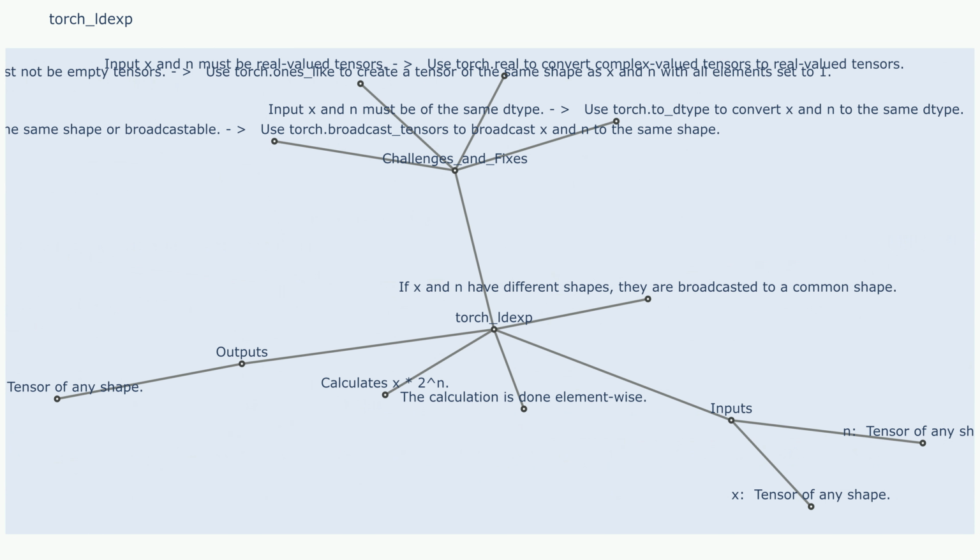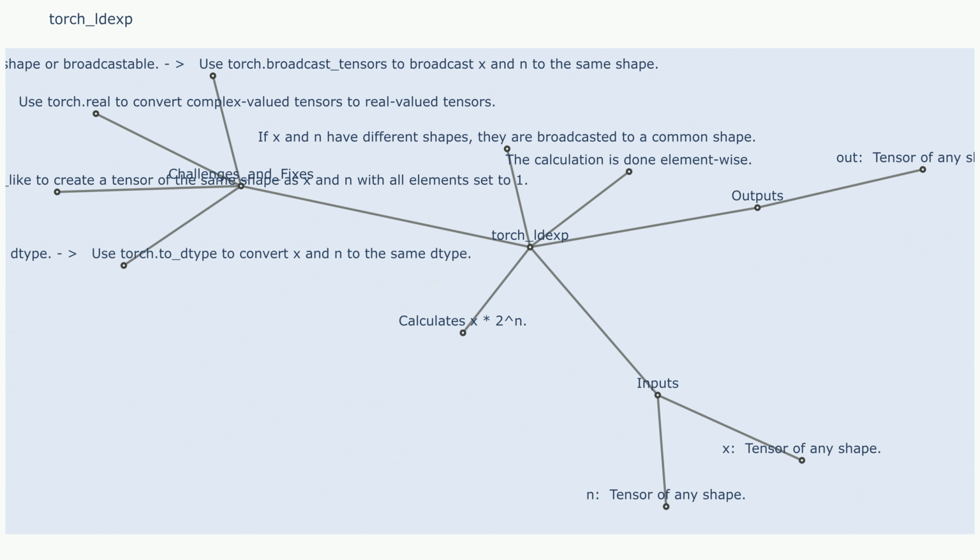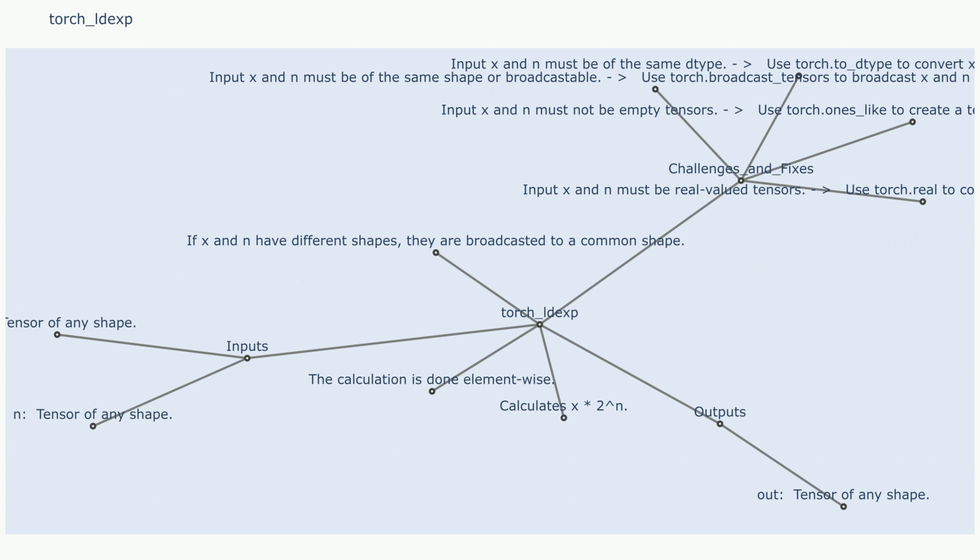Steps: for each element in x and exponent, the function calculates x * 2^exponent. The result is returned as a tensor of the same shape as x. Challenges and fixes.